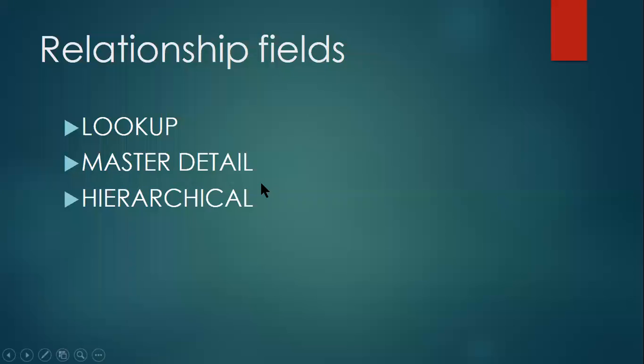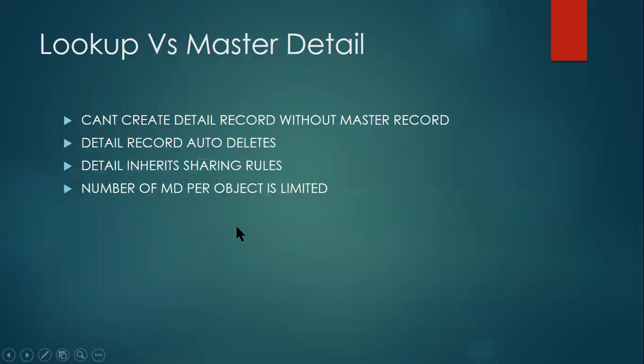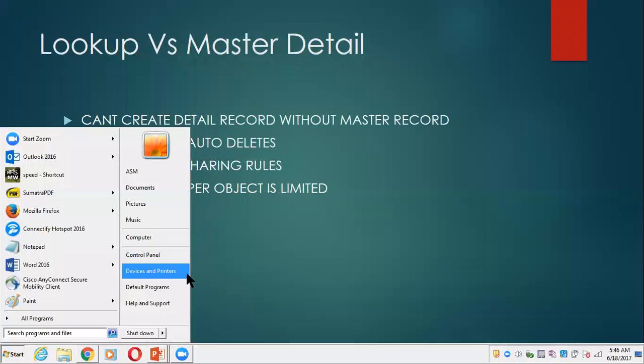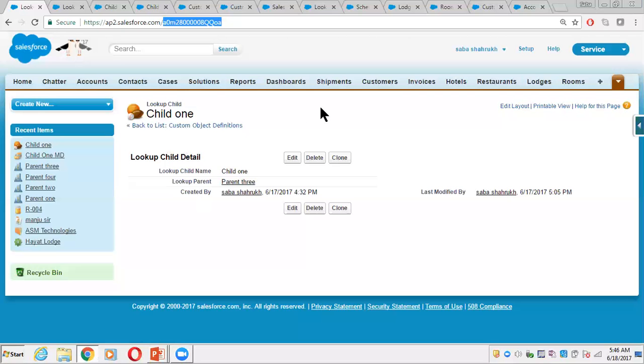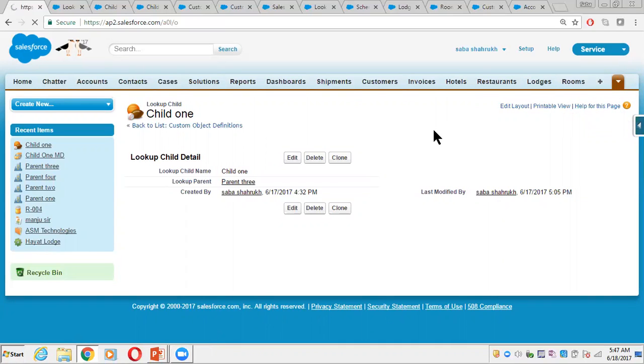So in a master detail relationship, you get a feature which is called rollup summary field. So let's take a look into rollup summary fields. Let's get into our Salesforce org. A rollup summary field can only be created on the master record. Whoever is the master object, in that object only you can create the rollup summary field. So you go to the parent object and you try to create a field.